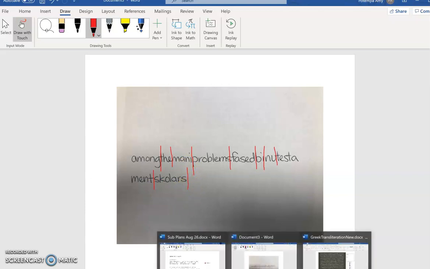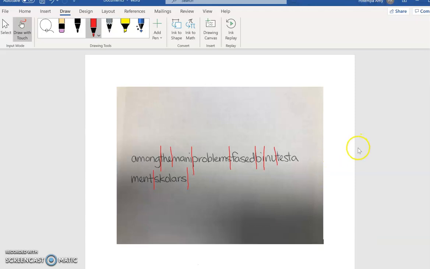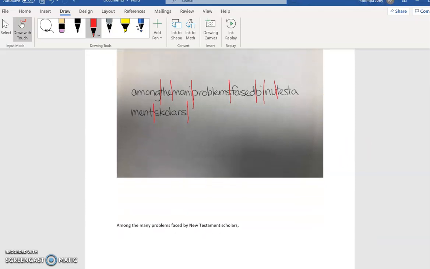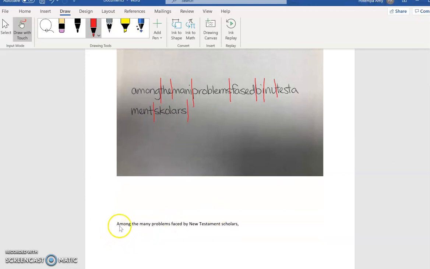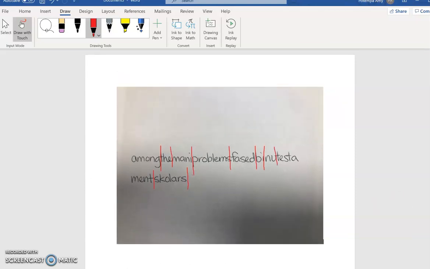So here's the typed version. When you submit your final draft, you're going to submit a version that looks like this. Spelled correctly with spaces and punctuation, like the comma there: "among the many problems faced by New Testament scholars." So you guys can see there how I did the first line. I recommend doing it that way, but if another way makes sense for you, that's totally fine. Do it the way that makes sense for you, okay?